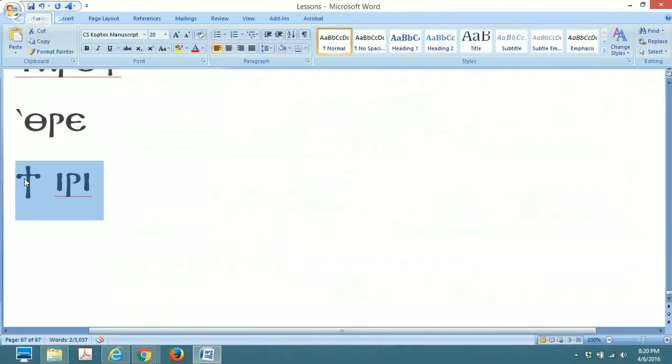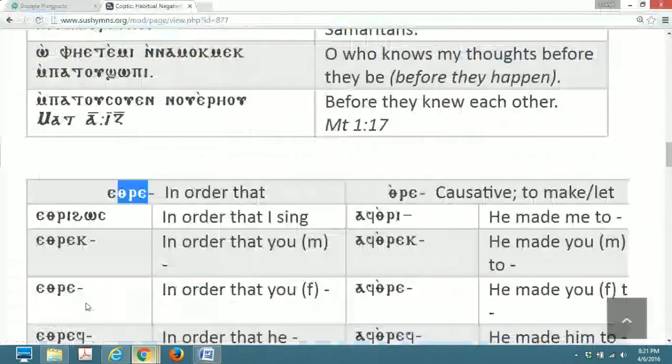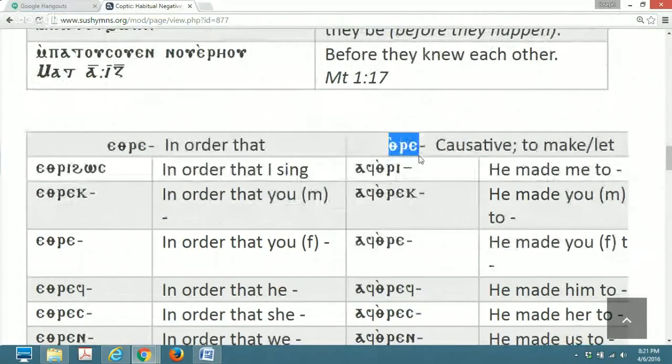So in Coptic, you never see it in this form. You'll never, ever see it. It's only in this form. But this is where it's derived from etymologically and historically. So that's why it means to cause something. Okay? So, let's look at this one first because this is simpler. So etre, to cause.